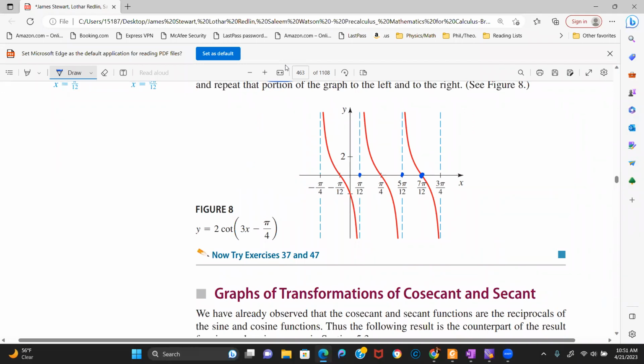So it went from going through pi over 2, which is not on here actually. I guess it would be right here, pi over 2. It's a little bit bigger than pi over 4. So this is pi over 2, I guess, and it shifted over to here. So the original graph went through that point right there.